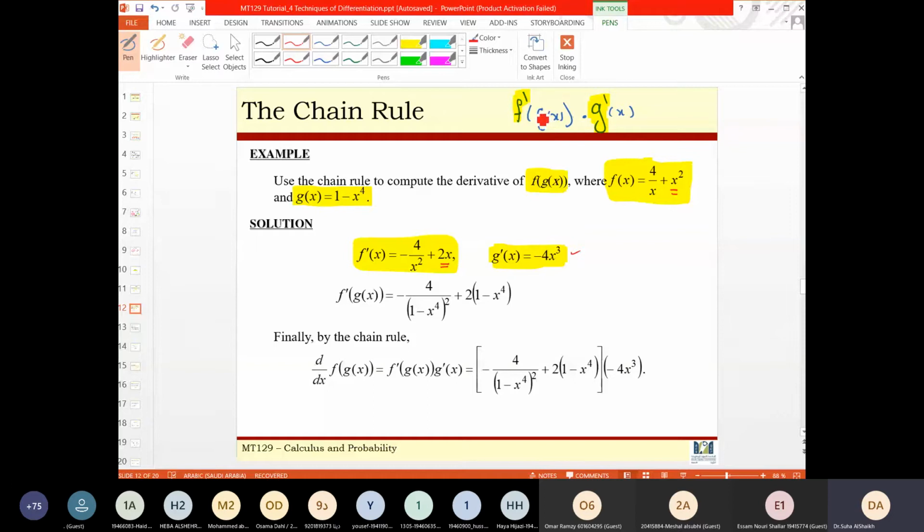I need to put G inside F dash. This is composition, putting a function inside a function. We talk about this in the first chapter. So this G, where do I put it? Inside F dash. I remove the X and put in its place the G, which is 1 minus X to the power 4. It will be minus 4 over (1 minus X4) square plus 2 times (1 minus X4). Is this clear?